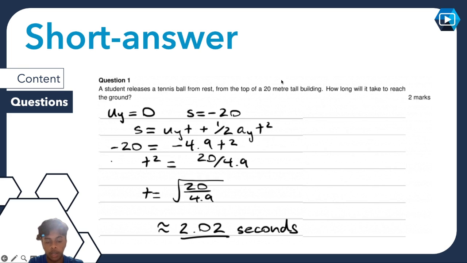So we've denoted that positive is going to be up and negative is going to be down. And so therefore, that's why S is equal to -20. So now we can apply the equation. S is equal to UYT plus half AYT squared, because they want us to find the time, right? How long will it take? So they want us to find time. This is the SUVAT equation that we can apply then.